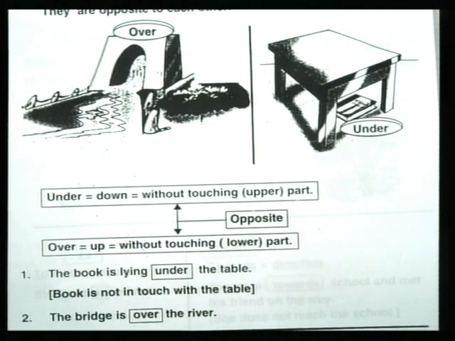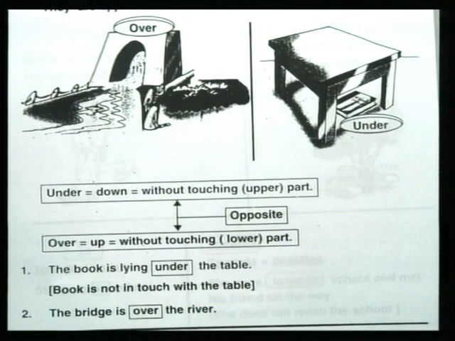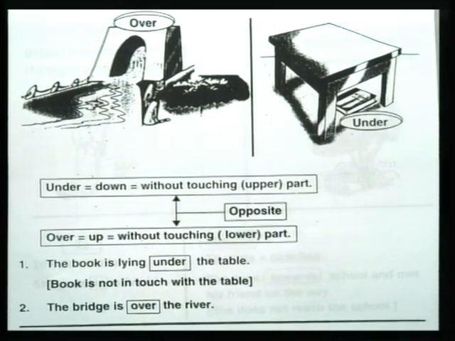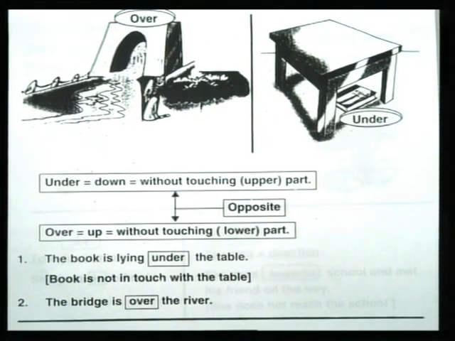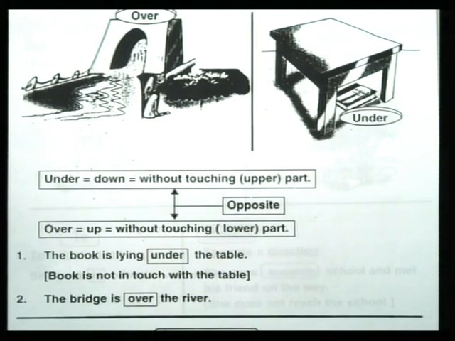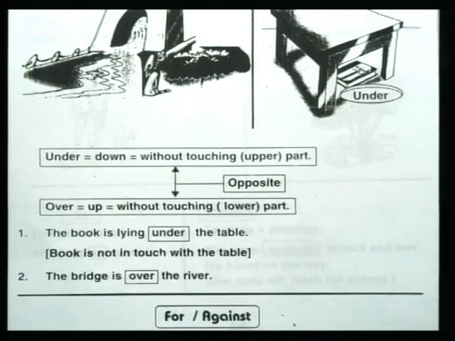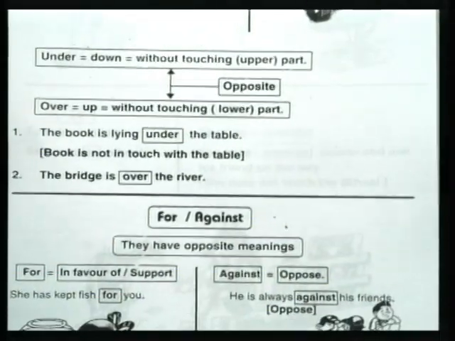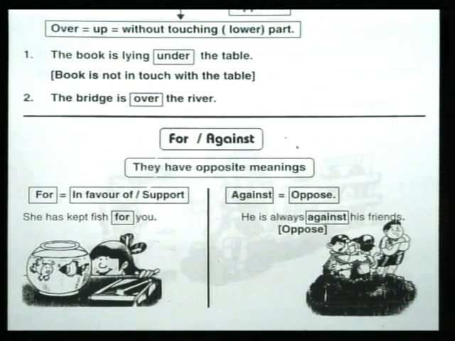The bridge is over the river, right? So it's over the river. Now many cars pass over the bridge to save time and there is less traffic. So the word over we use often in everyday routine life.